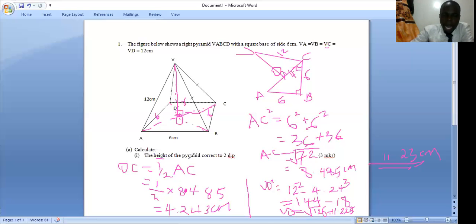We wanted the height. This is a square, so the square will divide into diagonals. Once you divide the square using Pythagoras theorem, you get that diagonal. Then the diagonal you divide by 2. That's what I'm doing here. Then from the diagonal and this side, I can get the vertical height. It is something that is attaching the base. Try to fold a book, you will see. So we found the vertical height there to be 11.23 centimeter, and that can be even 5 to 6 marks.